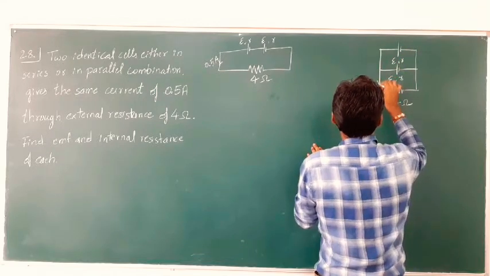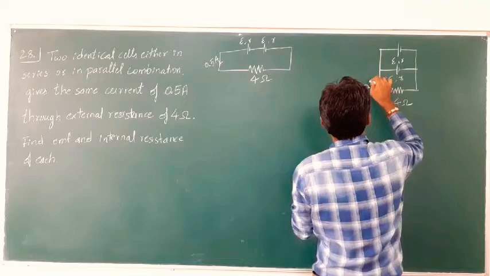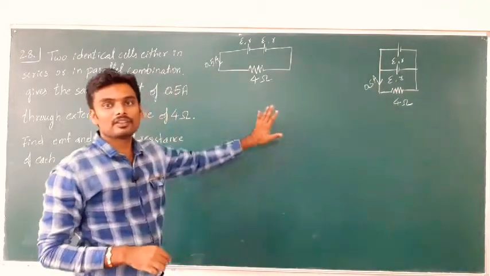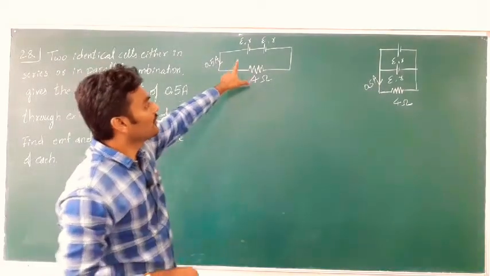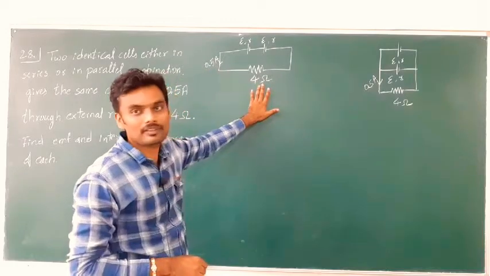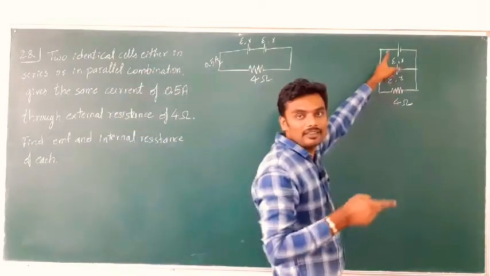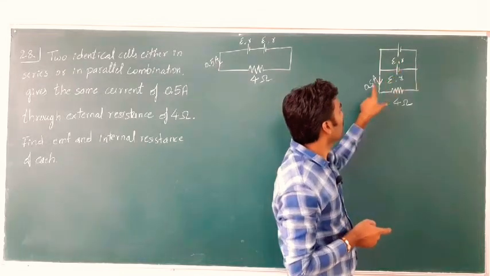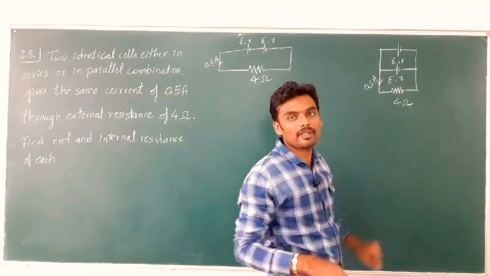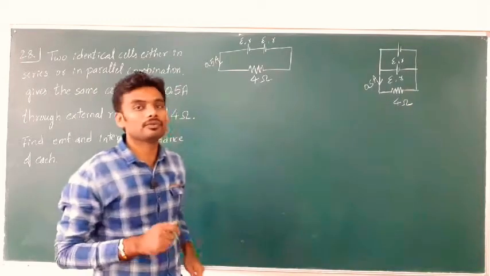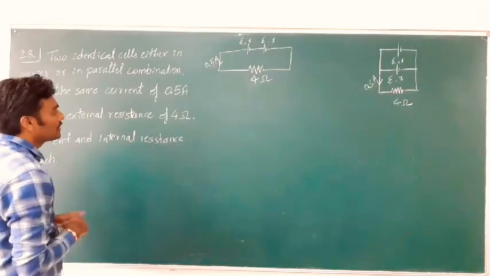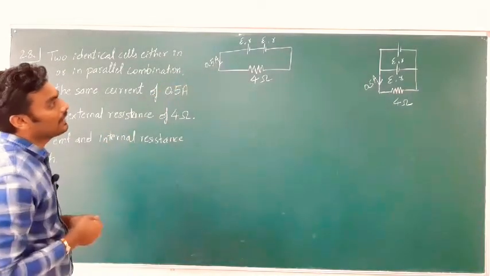And even this time the current is 0.5 ampere itself. Okay, so this is the situation now. First, cells in series giving us the same current when connected to 4 ohm external resistance. Then the same two cells in parallel giving us the current of 0.5 ampere itself when connected to the same external resistance of 4 ohm. Now we should work on getting the values of E and R.